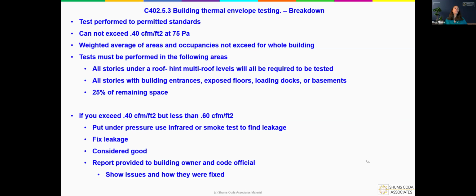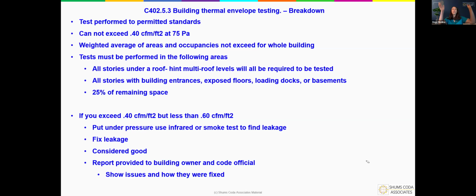The energy code is now saying, hey, we get it. We know that there are going to be situations where you fail. So what do we need to do? Now what they say is if you exceed the 0.4 CFM, but you're less than 0.6 CFM, they're giving you a little bit of leeway, saying, okay, we know that there's a little bit of a problem, but not like a Mack truck is going through the building. Then what we're going to do is say, put it under pressure, utilize an infrared gun or a smoke test, and go around the building and find where that leakage is happening. And then go ahead and fix that leakage. And what that does is you are considered to then be good.